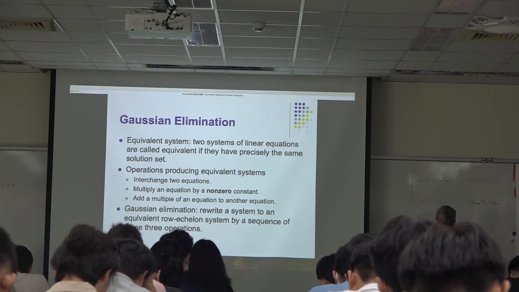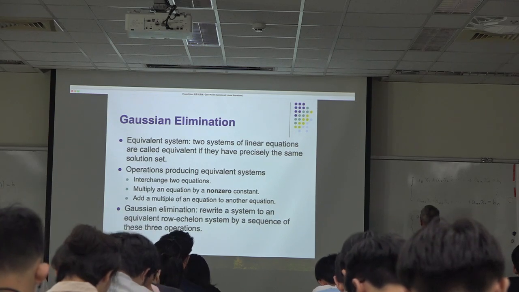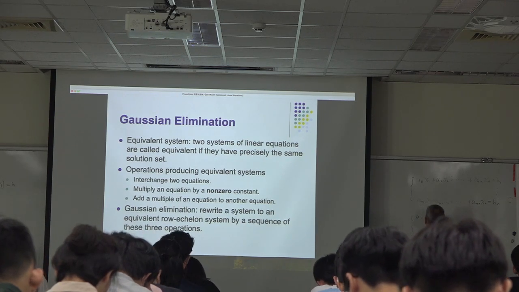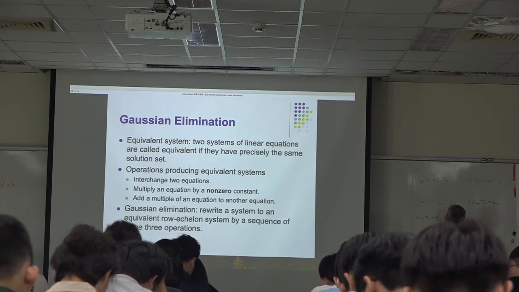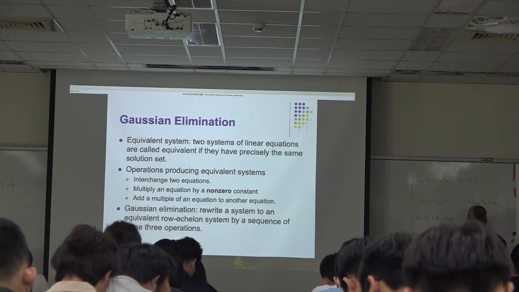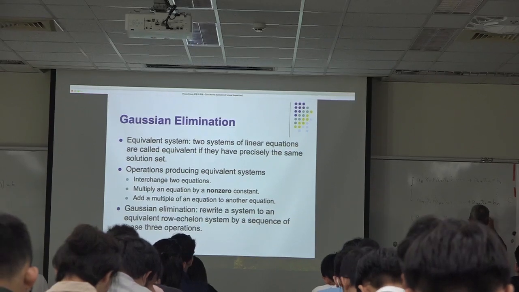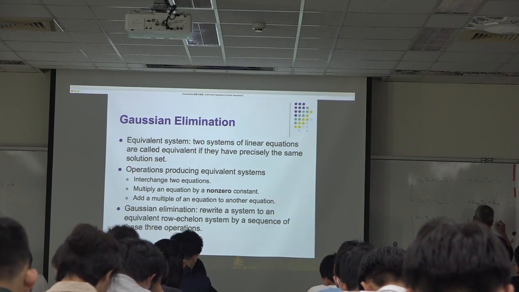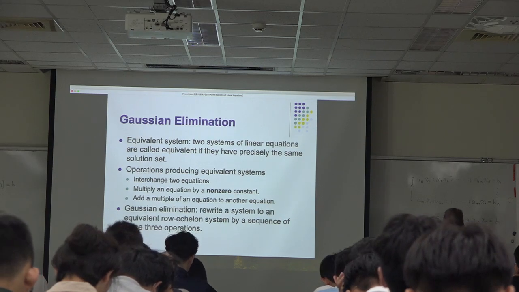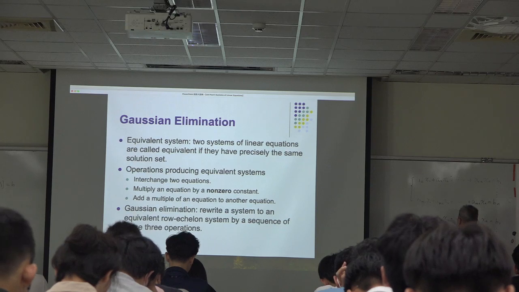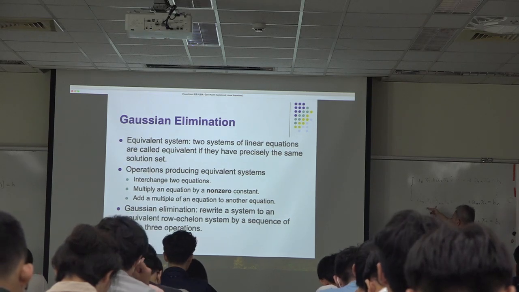So the other one, a11 x1 plus a12 x2 plus and so on plus a1n xn equal to b1. Here I didn't change anything. What I changed is the last one. I multiply this one by a constant c, and then I add it to the last one.